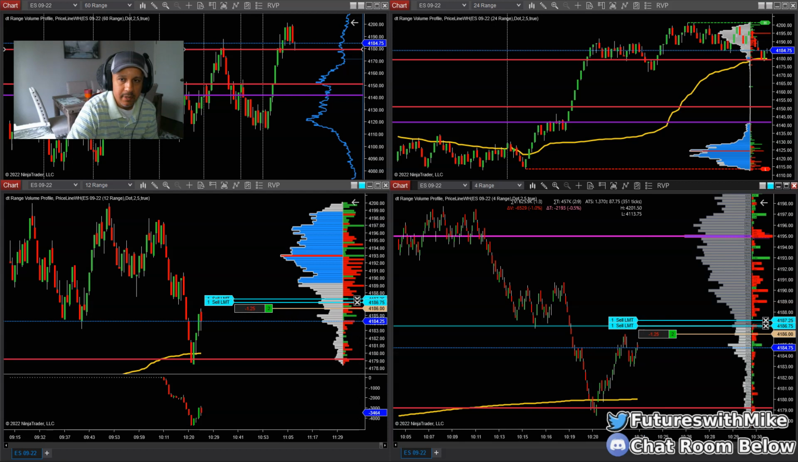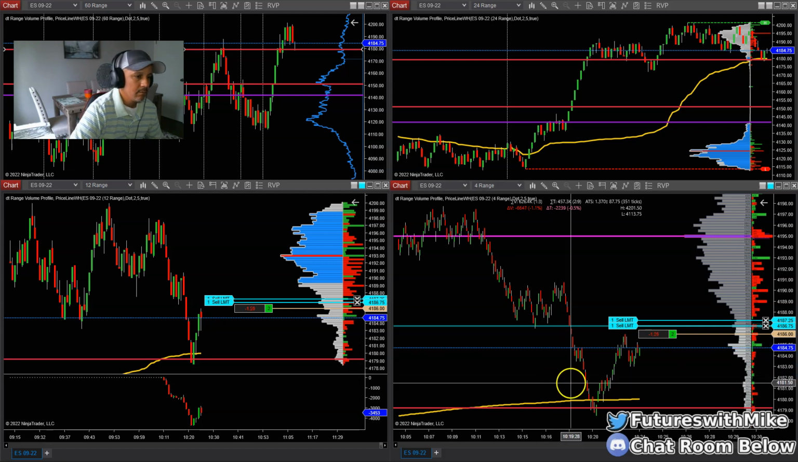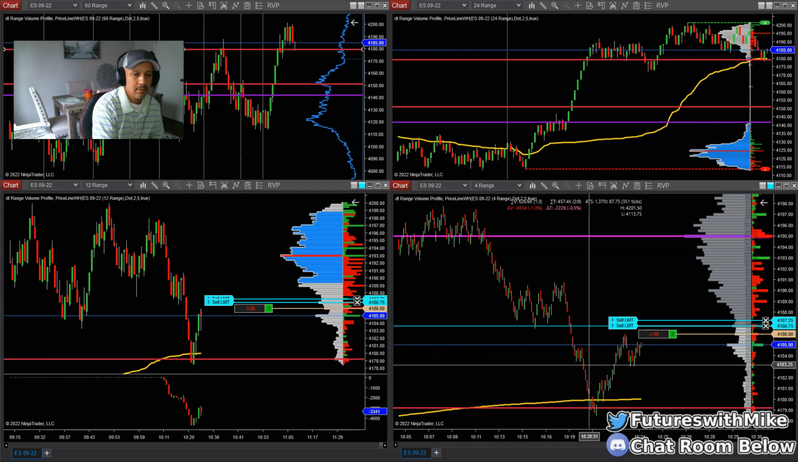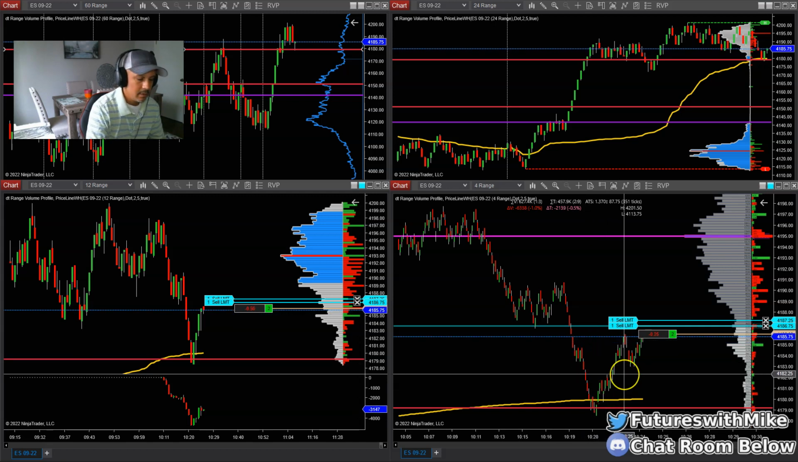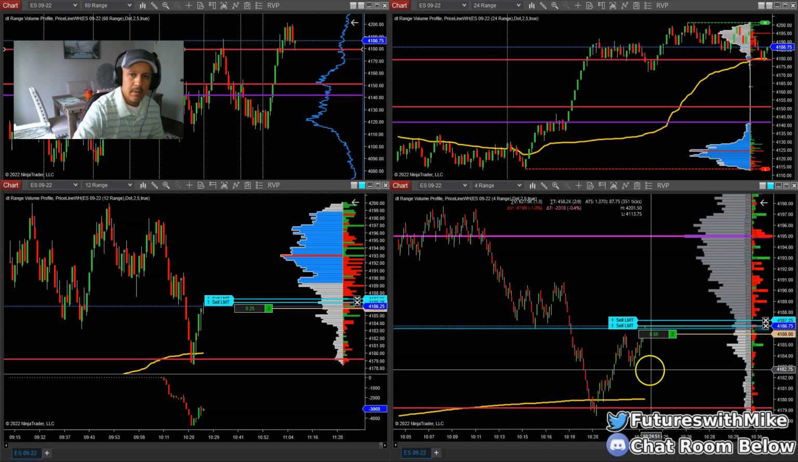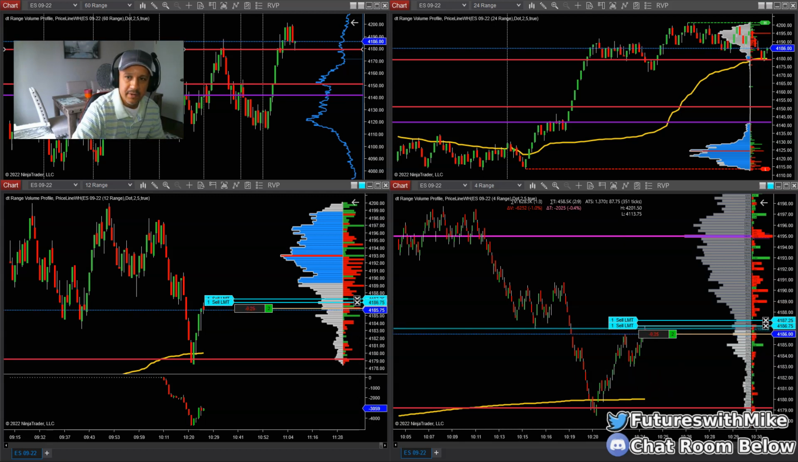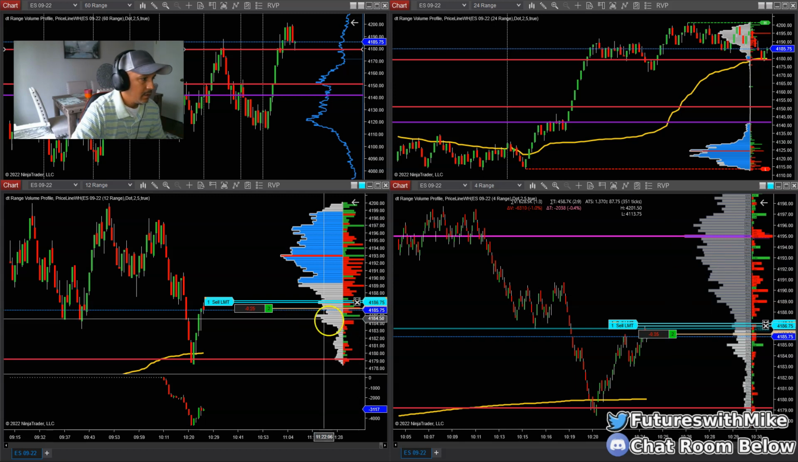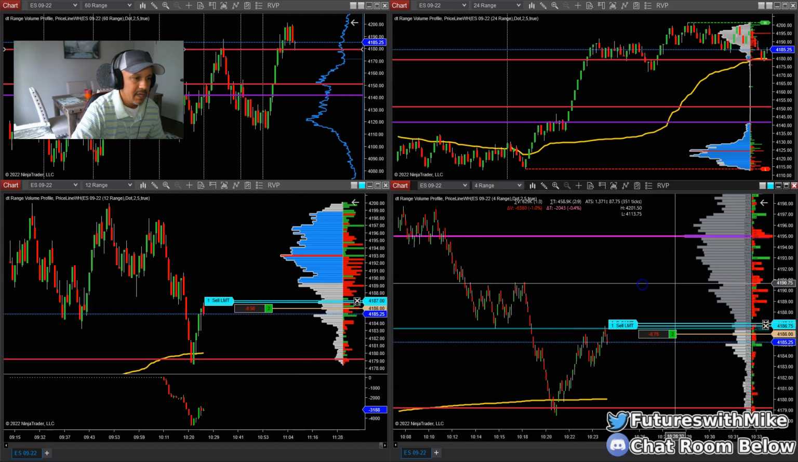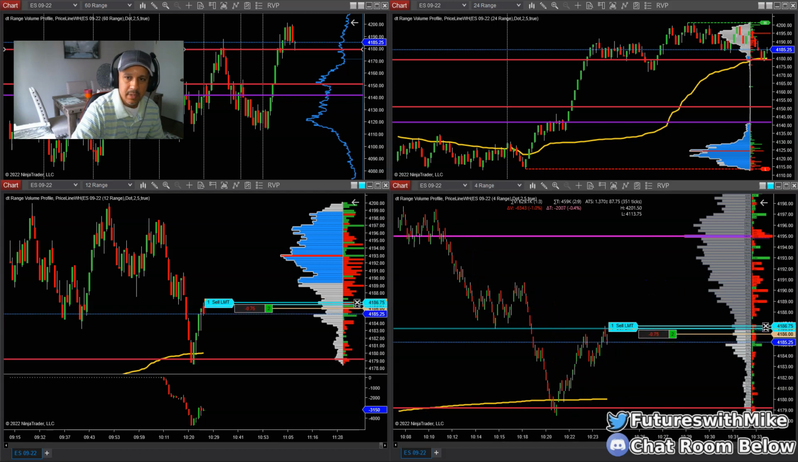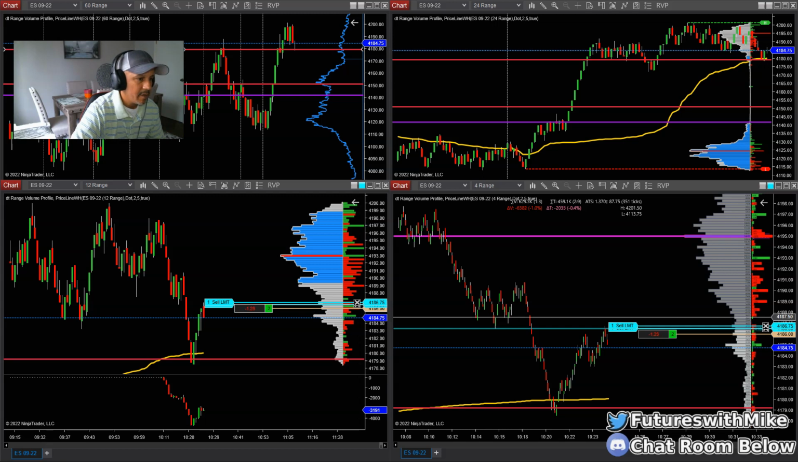But I'm looking for a push up here. Okay, I'm looking to get filled. I'm trying to get filled here. This could be kind of iffy. Price has bounced off my level already. Look at that. I don't have much room here to actually trade this area, so let me be careful here and trade this smart. It's pulling back on me already.